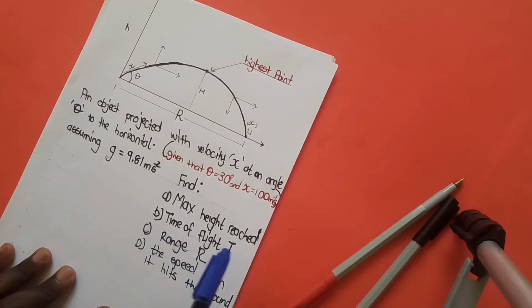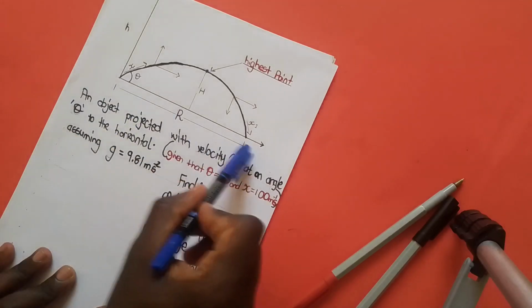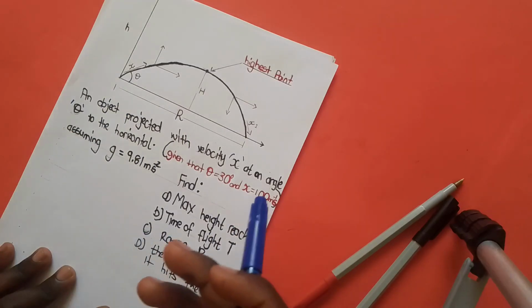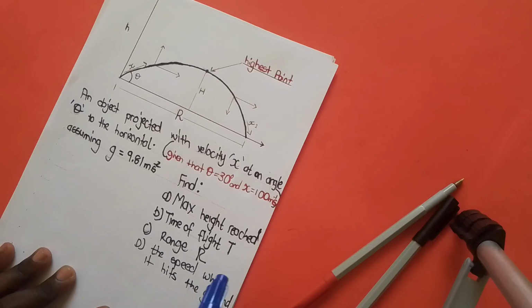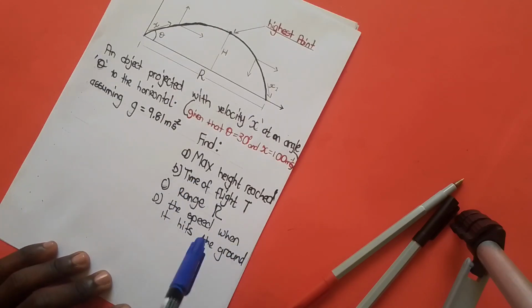Then C, we're going to calculate the range, which is the total horizontal distance traveled by the object. Then also we are going to calculate the speed when the object hits the ground.